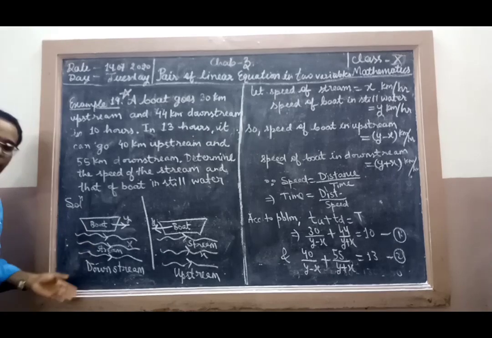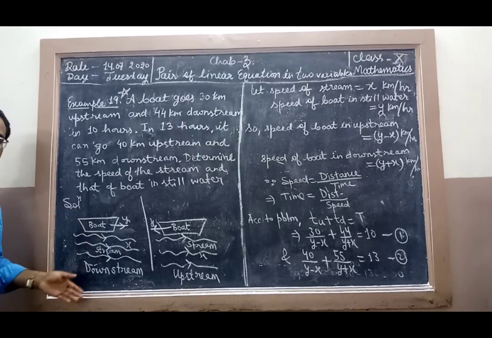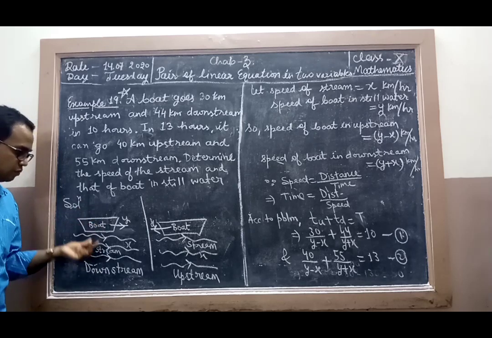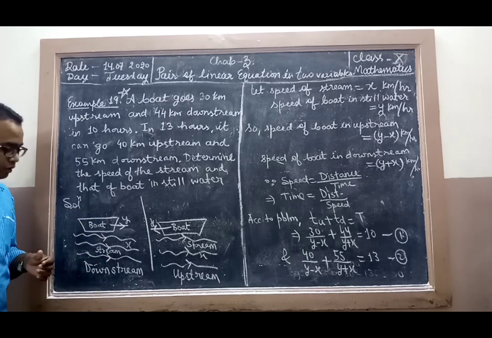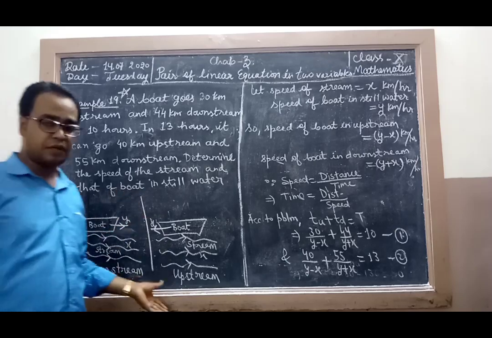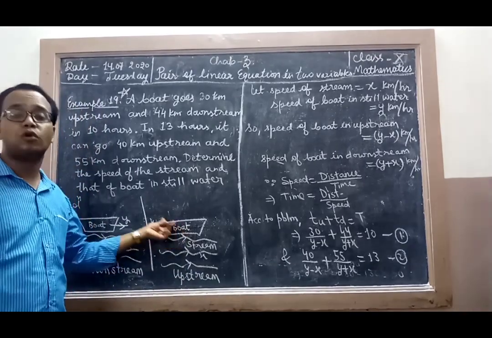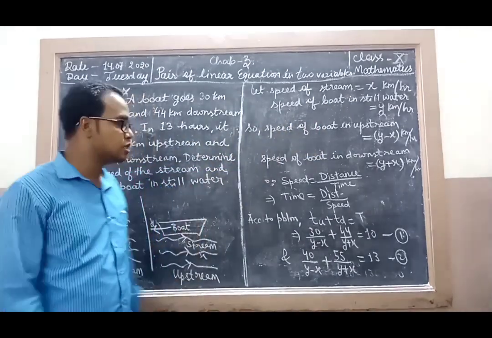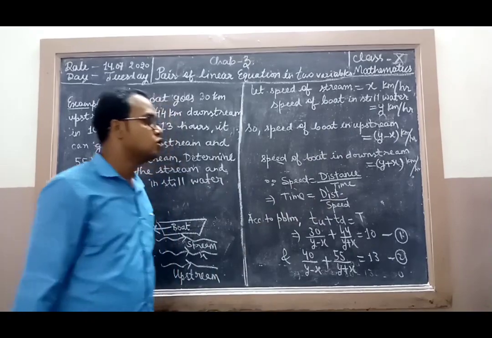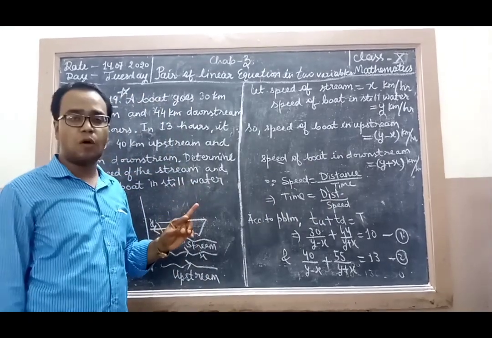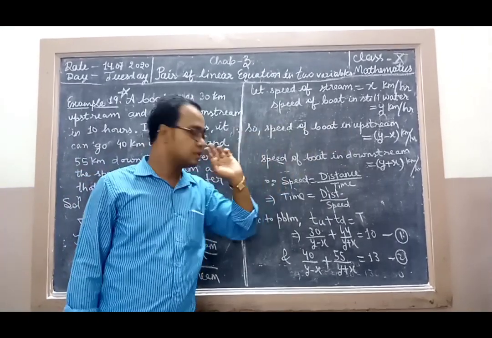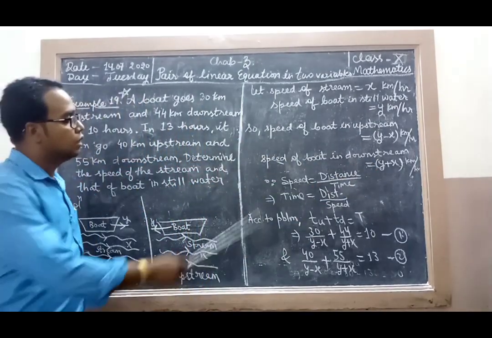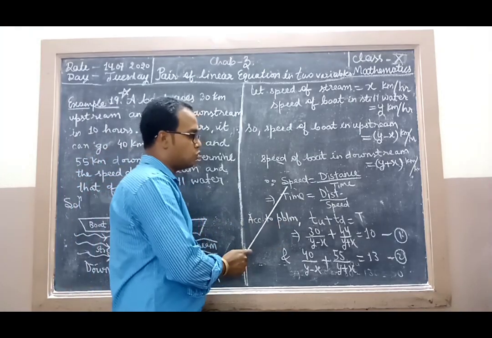Now in case of downstream, both the directions are same. So it is not important that the speed of boat is more than the speed of stream. It is only important in case of upstream. So speed of boat in upstream is y minus x, speed of boat in downstream is y plus x. In case of opposite directions we use y minus x, and in same direction we use y plus x speed.